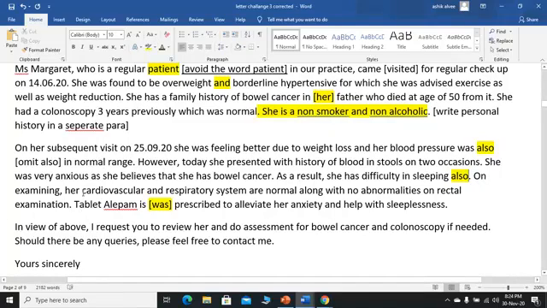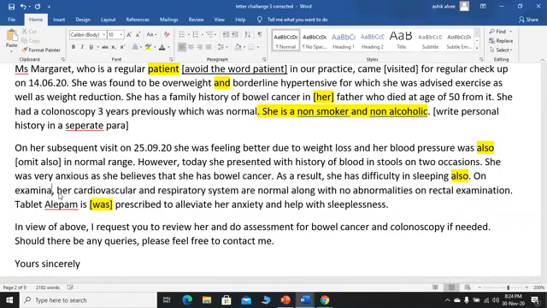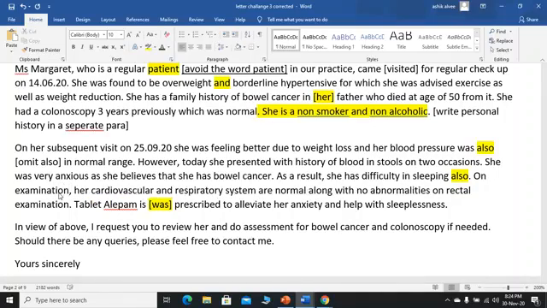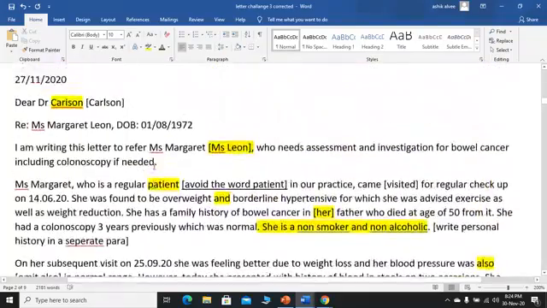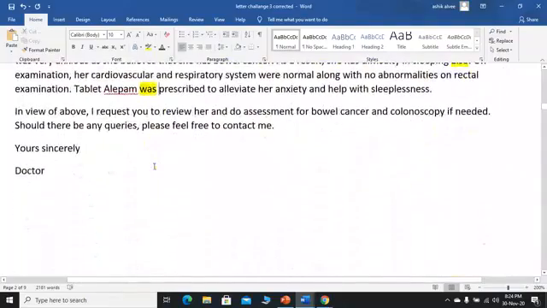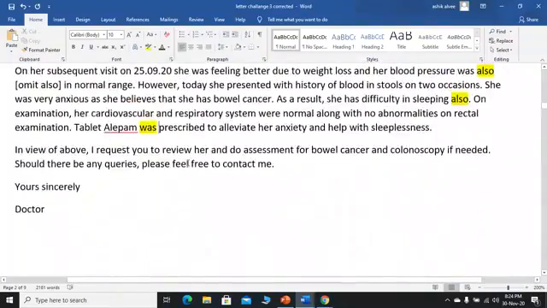On examining, not examining, it's examination. On examination, her cardiovascular respiratory system were normal, along with no abnormalities on rectal examination. Tell LFM was prescribed, not is, it was prescribed. Was prescribed to alleviate her anxiety and help in sleeplessness. Otherwise, the letter is good, but it doesn't fulfill the criteria of a grade B letter.